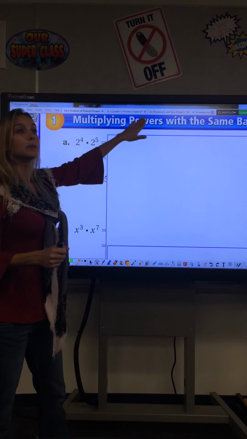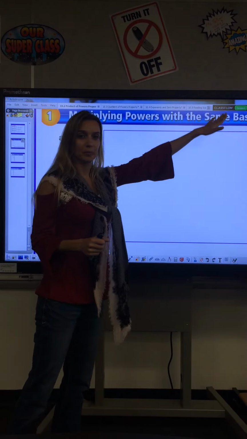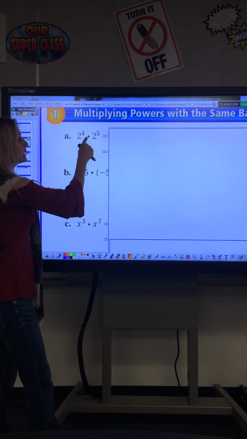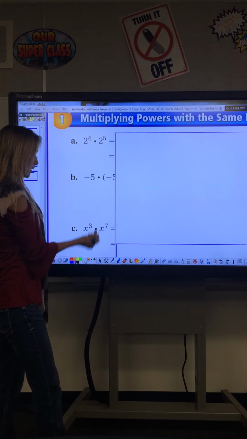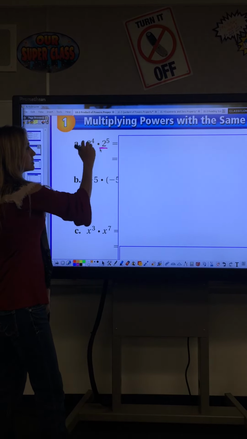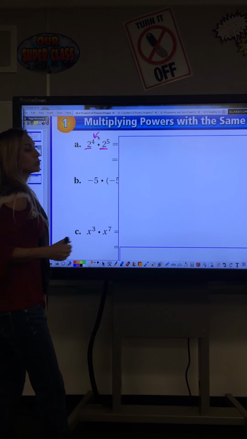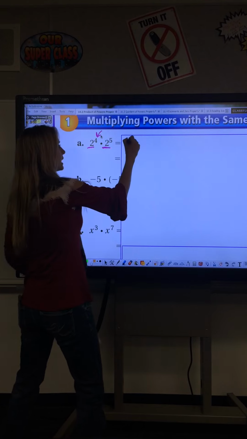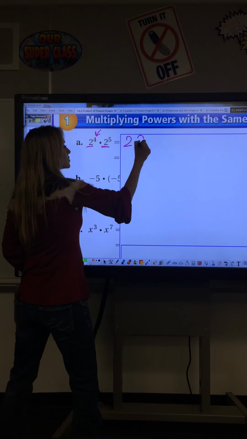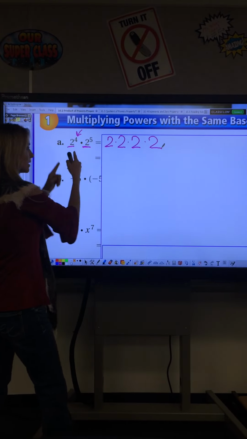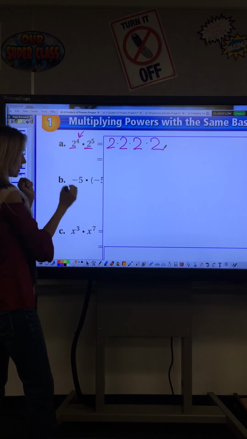How we multiply powers with the same base. If you look, we have 2 to the 4th power times 2 to the 5th power. Our base is the 2, right? This base is 2 to the 4th power. So we have how many 2's? 4, right? So let's write that. We have 2 times 2 times 2 times 2. That is 2 to the 4th power, right?